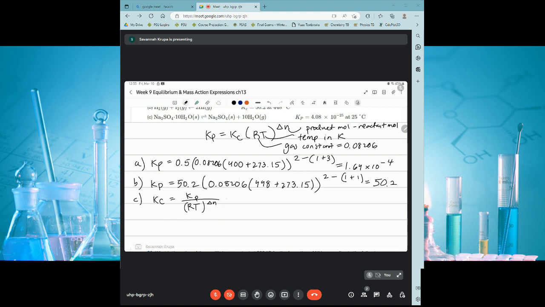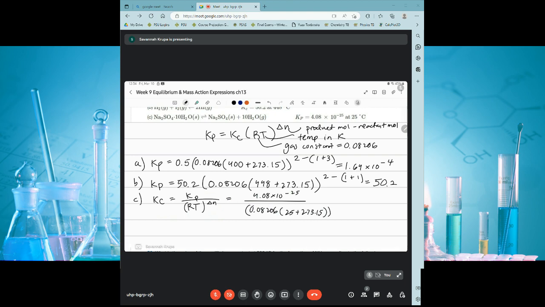And so now let's plug in all those values. So we will get a value of 4.08 times 10 to the negative 25, and then divided by 0.08206 for the constant, multiplied by the temperature, which is 25 plus the 273.15, all raised to the power of the difference in values of the moles.